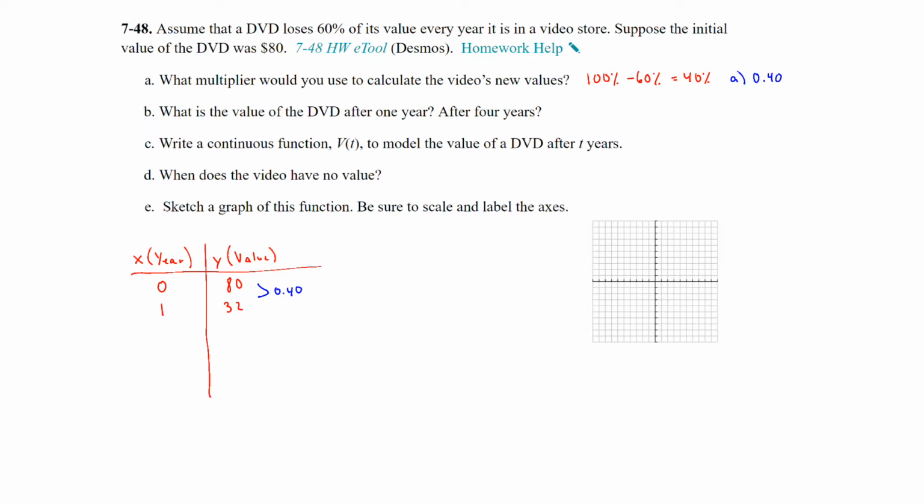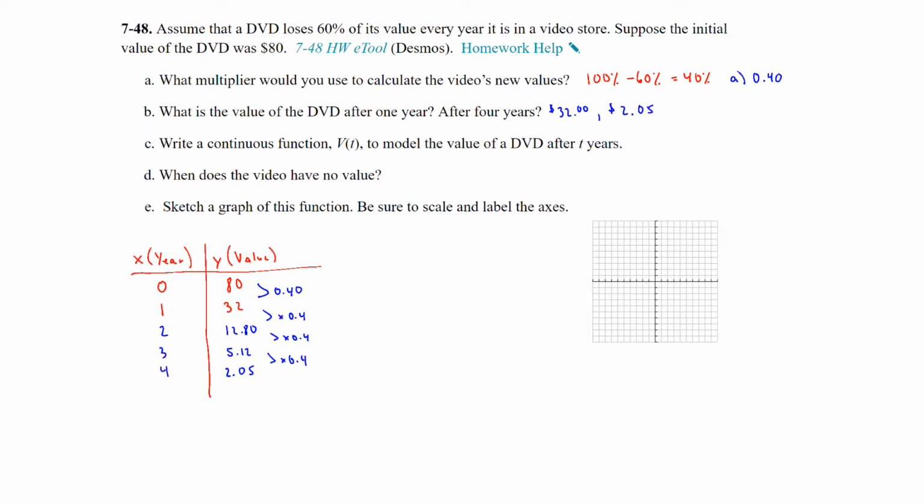And we could put the 0 on there if we wanted to, but not necessary. But that's 40%. What is the value of the DVD after 1 year, after 4 years? So you can see I already figured it out after 1 year by multiplying by 0.4. So after 1 year, it's $32. And then after 4 years, I can keep doing this to figure out what year 2, 3, and 4 will be. Completing the rest of the table by multiplying by 0.4 each time, I got a value of $2.05 for the 4th year.